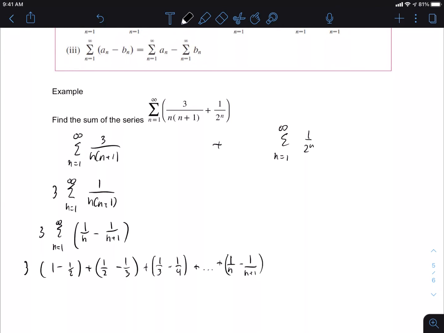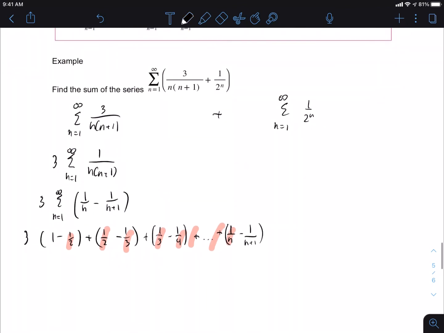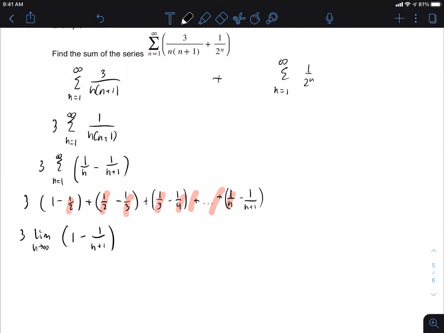And then what you can see here is something pretty cool. This half is going to cancel with that half. This third is going to cancel with this third. The fourth will cancel with the one that's here. The 1 over n is going to cancel. And what's left is 3. And then we're going to do the limit as n goes to infinity piece, because we know what it's going to end up being. Our sequence is this. And this is where I'm using the divergence test on it. I'm going to get 3 times 1 minus 0, which is going to give me 3.